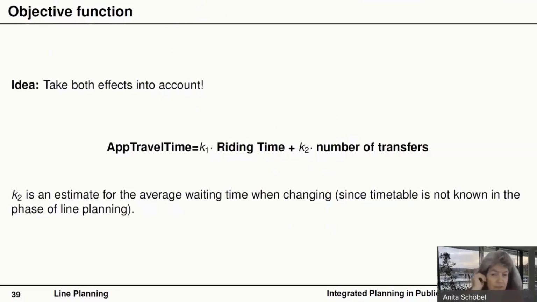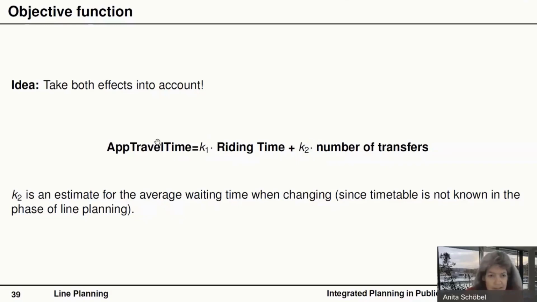So what we did in line planning is we wanted to take both effects into account. And this is the approximated travel time, where we look at the riding time. That is the only time we can compute for the line concept, because we know how long each line in the line pool needs for every edge. And we give a weight how important this riding time is for us. And we can count the number of transfers. And we give another weight how important the transfers are for us. So we could take this weight as estimate for the average waiting time and changing, but we can also say transfers are inconvenient. We can even have a larger weight.